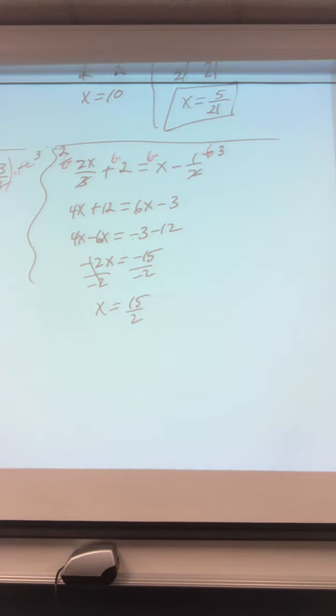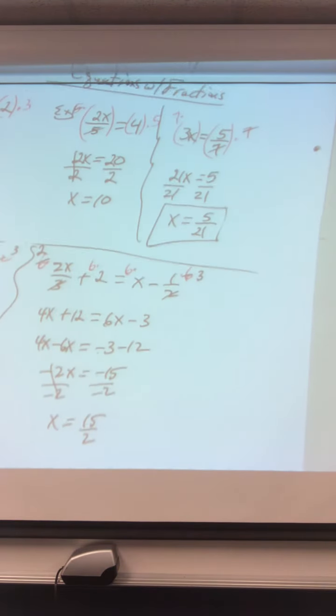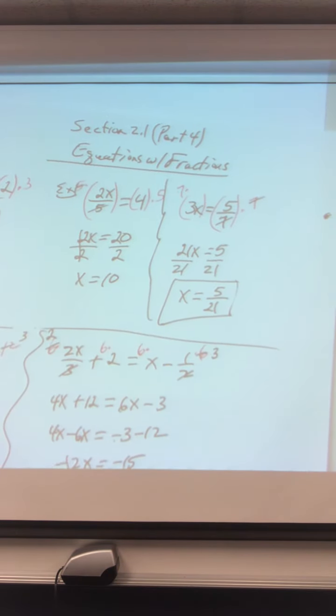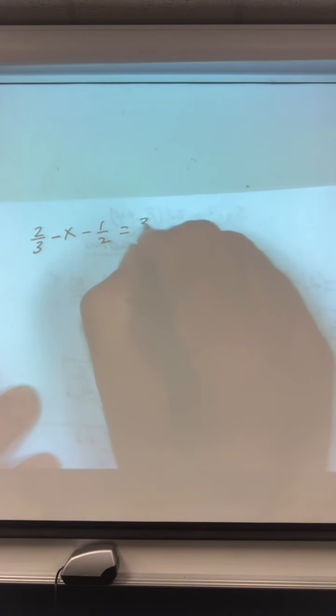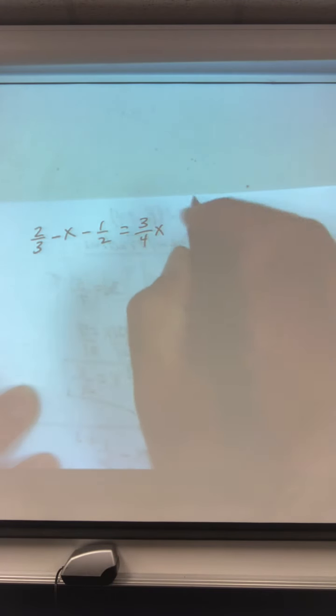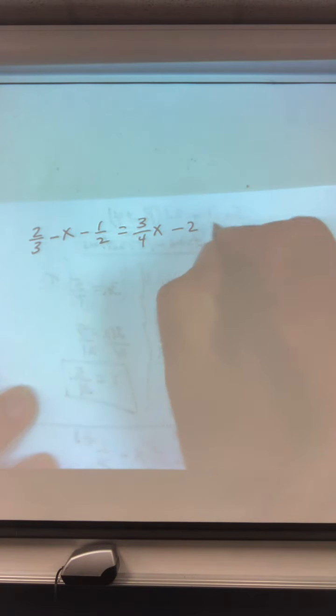Okay, let's do another one. All right, so let's do 2/3 minus x minus a half equals 3/4 x minus 2 plus x over 3.